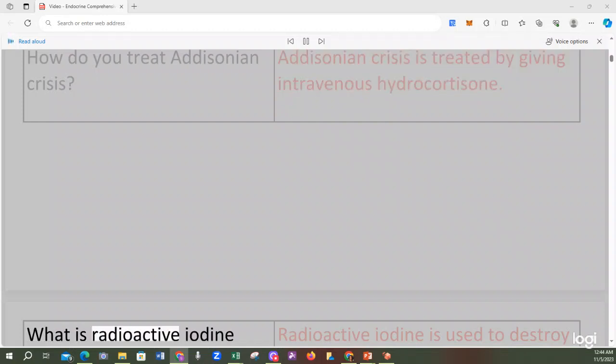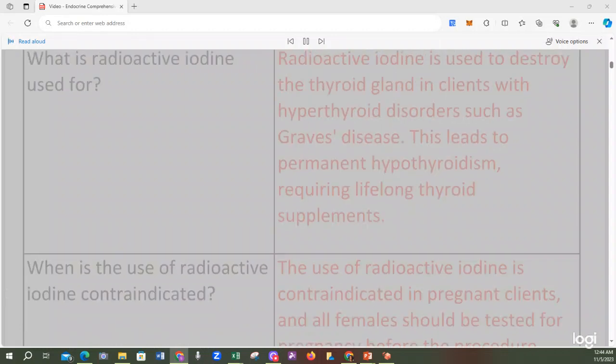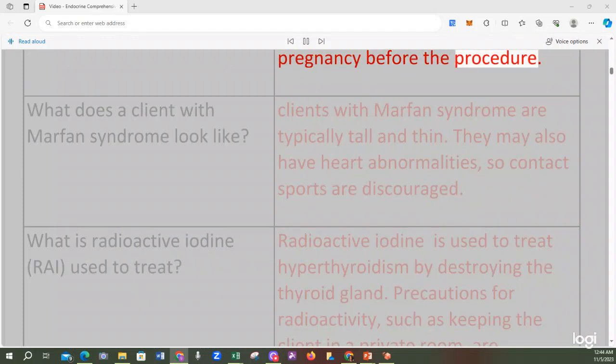What is radioactive iodine used for? Radioactive iodine is used to destroy the thyroid gland in clients with hyperthyroid disorders such as Graves' disease. This leads to permanent hypothyroidism, requiring lifelong thyroid supplements. When is the use of radioactive iodine contraindicated? The use of radioactive iodine is contraindicated in pregnant clients, and all females should be tested for pregnancy before the procedure.